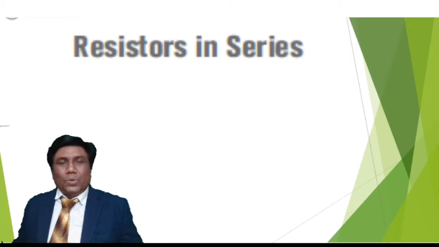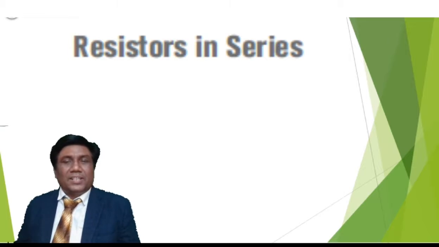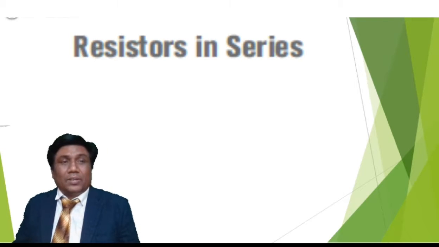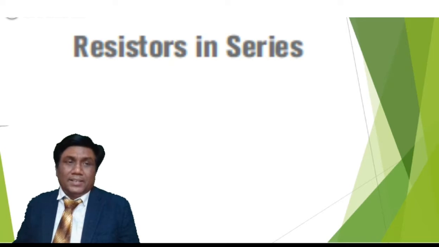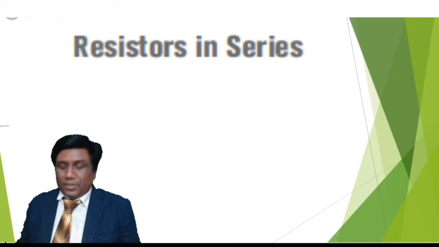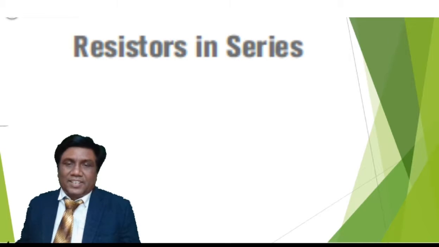So how can you say that two resistors are in series? What is resistance? Resistance is nothing but opposition to the flow of electric current. We are not going to discuss that in detail, it is already understood. We are just going to discuss the combination of resistance part only, that is resistors in series and resistors in parallel. First we are going to discuss resistors in series.